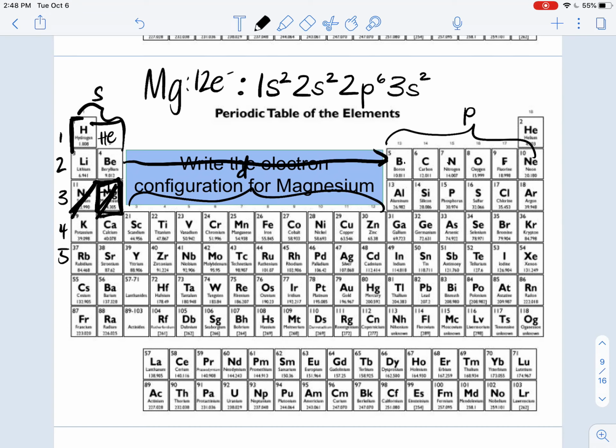All right, so I'm going to add up my superscripted numbers and make sure I get 12. So 2 plus 2 is 4, plus 6 is 10, 11, 12. Perfect, that's 12 electrons.